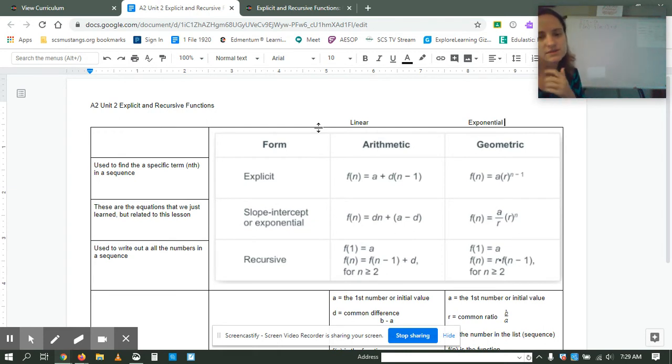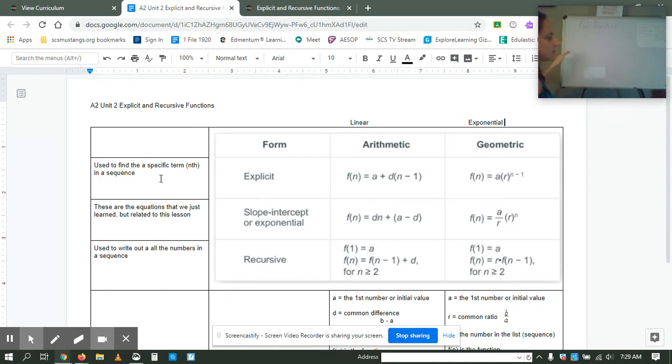In this lesson, we're going to end up running into a couple instances where we have to make the decision between, am I looking at linear data or am I looking at exponential data? The only difference is now we're interested in making a list, which is our recursive. Our recursive is used to write out all the numbers in a sequence. And then we can also look at explicit. Explicit is used to find a specific term.